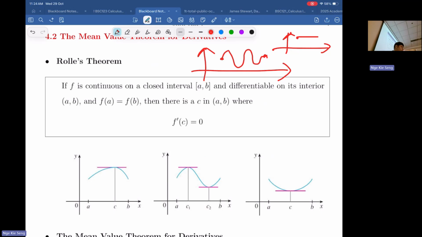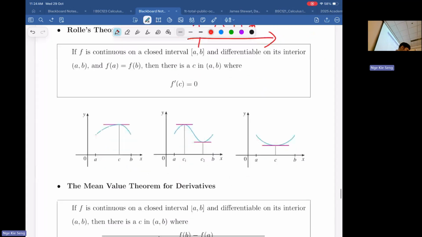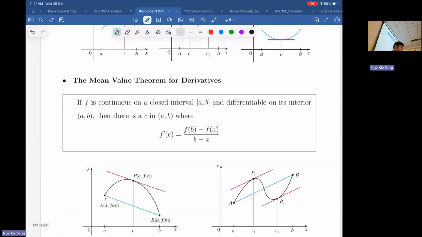Okay, so the more general version of Rolle's theorem is what we call the mean value theorem. Let's say your starting point and the ending point have different values, but again you have the continuity and differentiability conditions. Then what could happen is, if you draw a secant between the starting point and the ending point, there must be another tangent line that realizes this derivative. Okay, does it make sense or not?